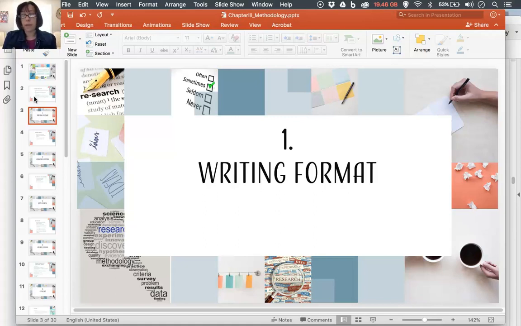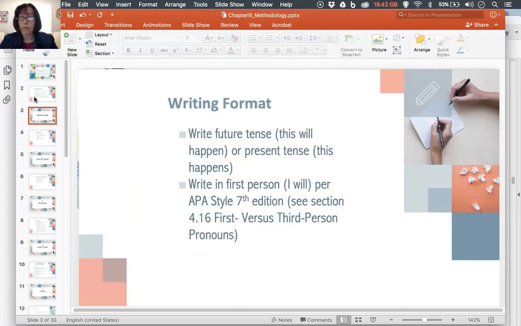Chapter 3 is a critical component of your master's thesis proposal or your master's thesis. And in this chapter, you're really going to describe in detail how you're going to conduct your research study. And we're going to talk about all of the different components. But as you write for this chapter, I want you to write in either future tense or present tense. And whatever tense you used for Chapter 1 and Chapter 2, you need to stick with for Chapter 3.